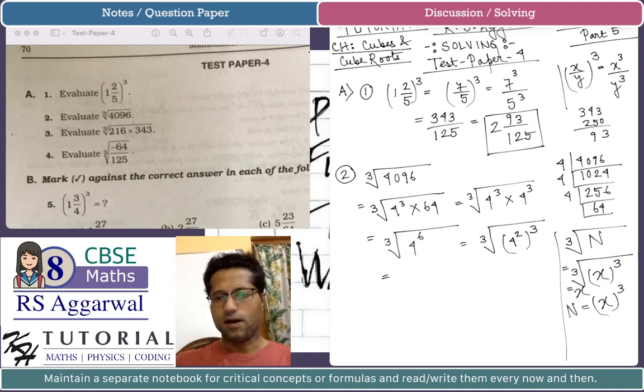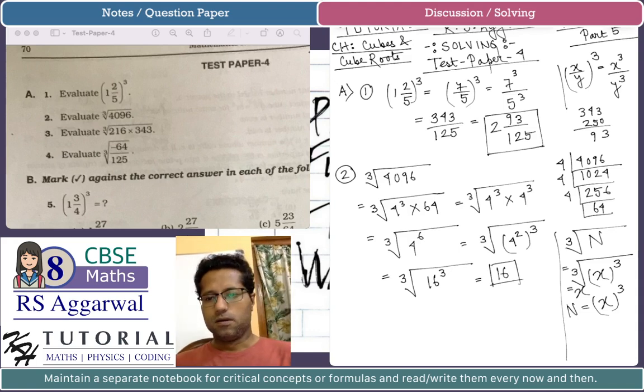So that is the basic idea. That is why I expressed 4 to the power 6 as 4 square whole raised to the power 3. Now cube root of this is 16 cube, and I know that this will be 16.